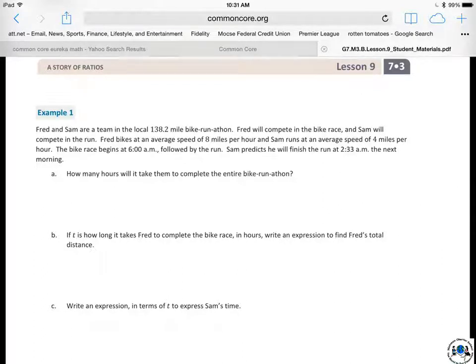Okay, so here's example 1, and it has many parts. It goes up through G. It has 7 parts. So I'm going to go ahead and read it to you. I'd like you to read through all of the parts of it, and then I'd like to actually go through it together.